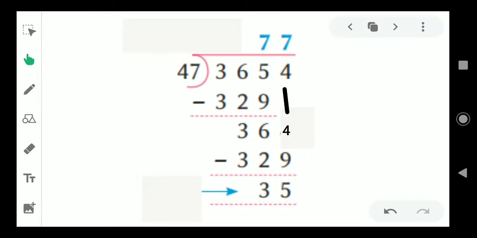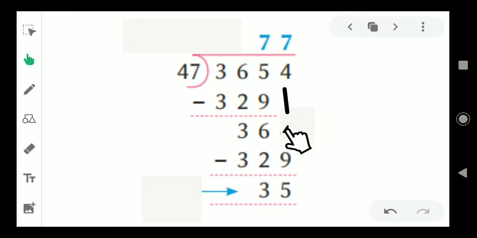365. So when you see the multiplication table of 47, 47 into 7 is 329. So consider that number and subtract it. 5 minus 9 is not possible, so 15 minus 9 gives 6. Here 5 minus 2 is 3. 3 minus 3 is 0. Here only 36. In 36 there is no 47.